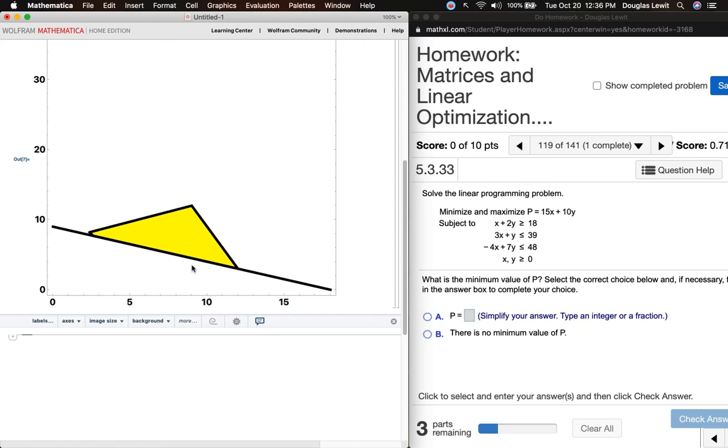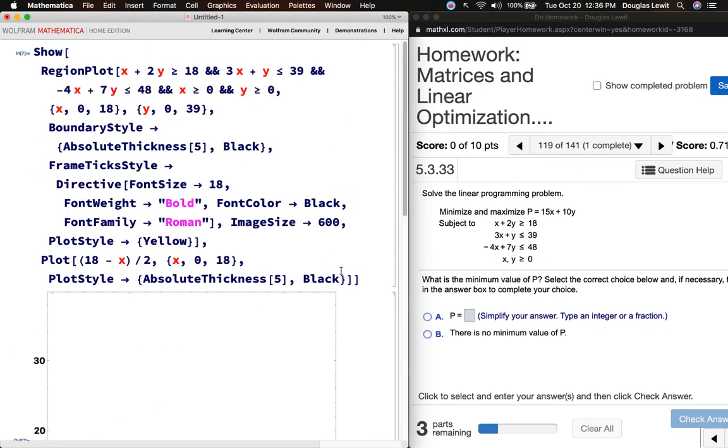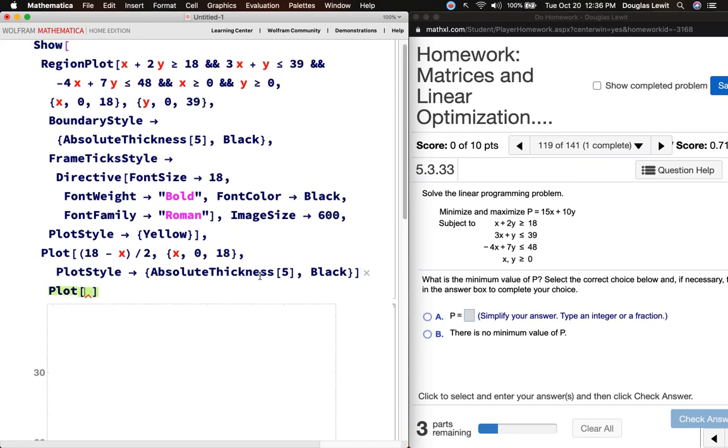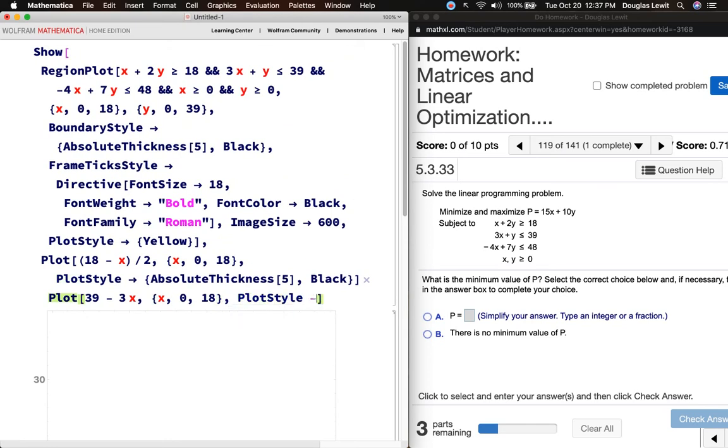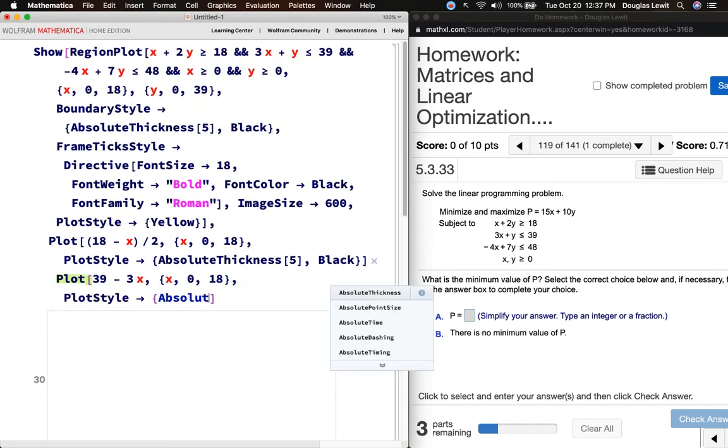Okay, so there we have one of the lines. There are 2 other lines we have to graph. Okay, so plot. Now we have 3x plus y is equal to 39. So 39 minus 3x. X goes from 0 to 39. Oh, 0 to 18, I should say. Sorry. 0 to 18. And the plot style should be consistent. So let's make it thick and black.